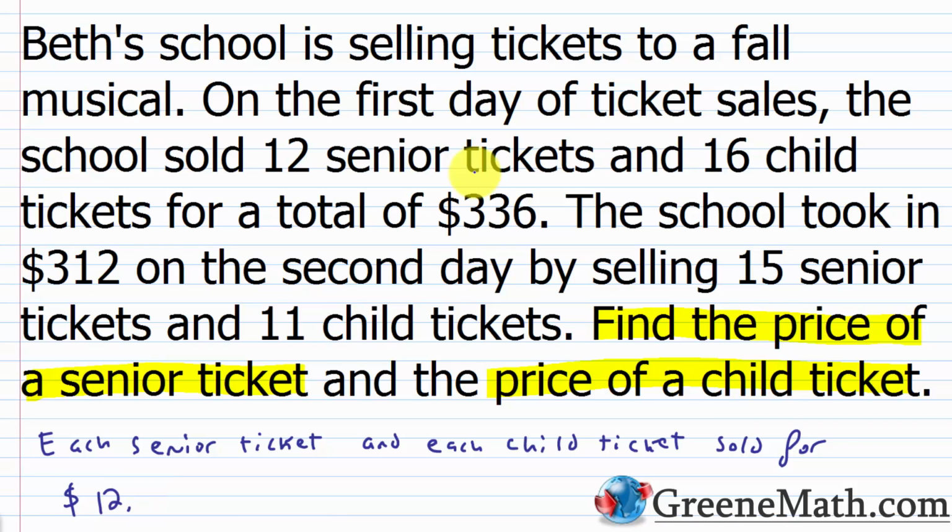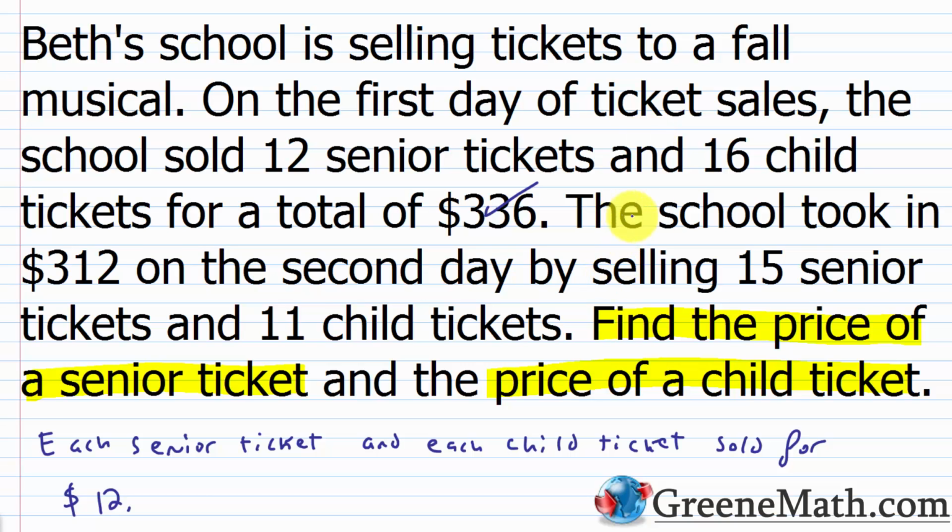Now, can we verify this? Yeah, quite easily. If on the first day we sold 12 senior tickets and 16 child tickets, well, since the price is the same, I might as well say, okay, I sold a total of 12 plus 16, or 28 tickets. Now, if I took the 28 tickets I sold and multiplied it by a price of $12 each, the total amount received is $336. So that one checks out.